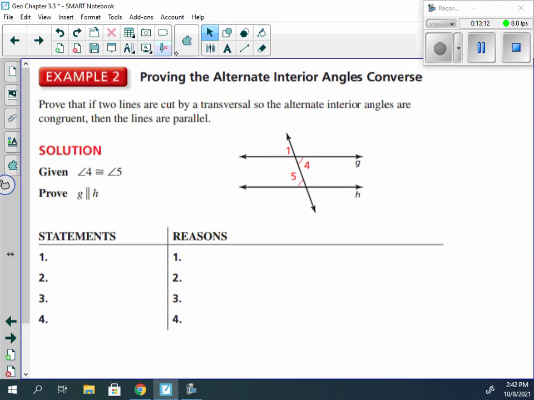Now out of all the properties we've had, we've only really said that the corresponding angle converse is true. Now we can use that to actually show that the alternate interior angle converse is true as well. With any of this here, we always start with the given. Well, the given is that angle 4 is congruent to angle 5. And our last one is going to be that line G is parallel to line H.